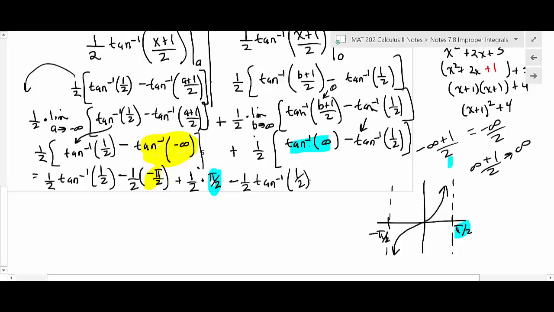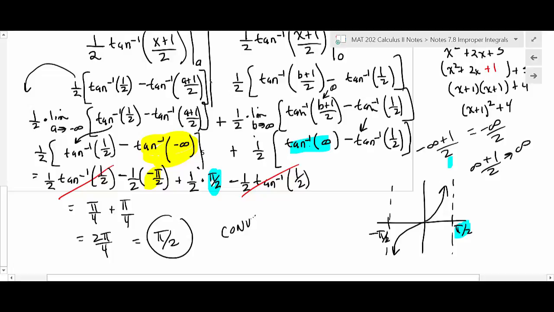All right, what do you see happening here? We've got a cancellation, don't we? See this? So that cancels out. That and that's gone. So now we just have the arithmetic problem. This would be pi over 4. If you do that, this would also be pi over 4. So that means the answer is 2 pi over 4, which reduces to pi over 2. So that one does converge. That's a really cool problem.